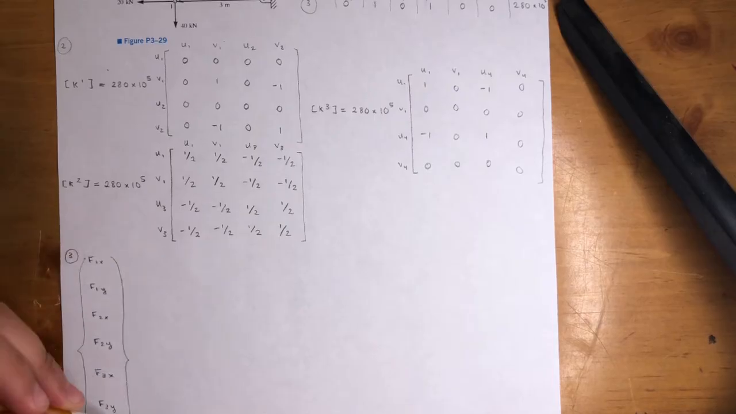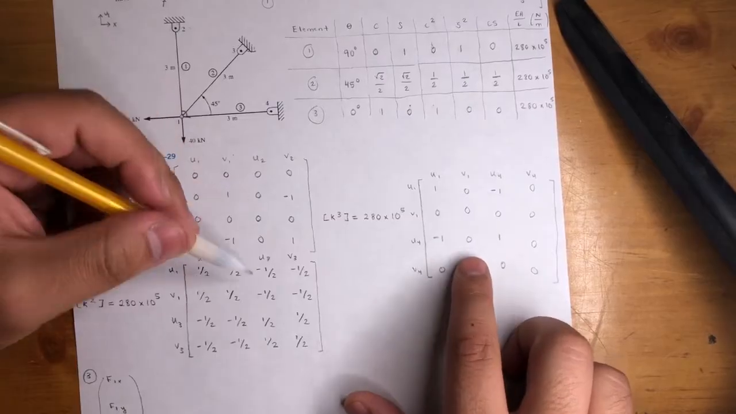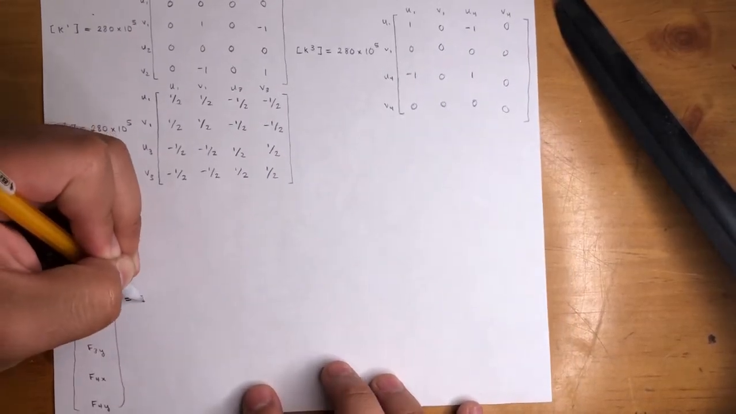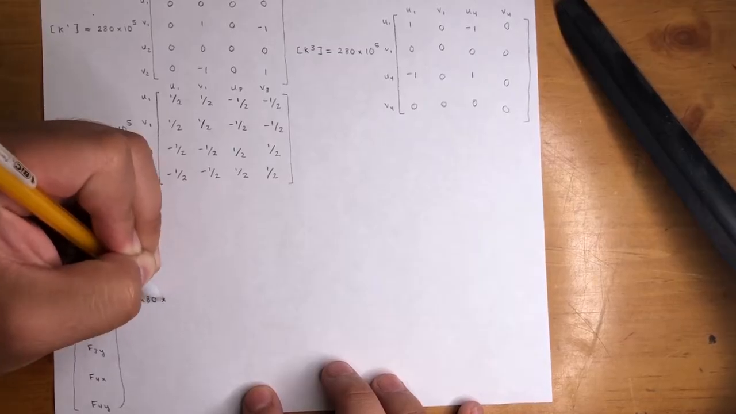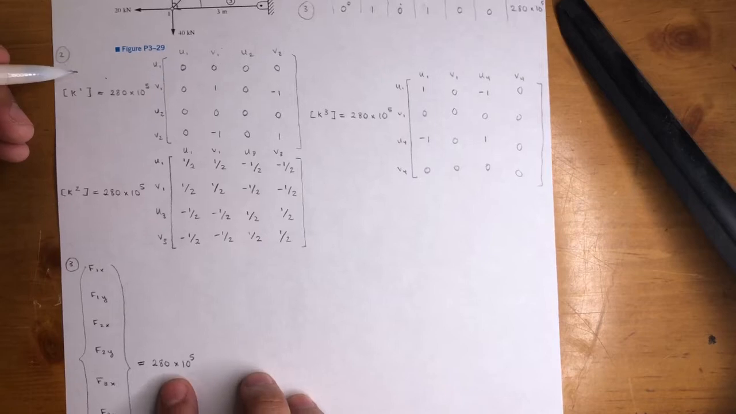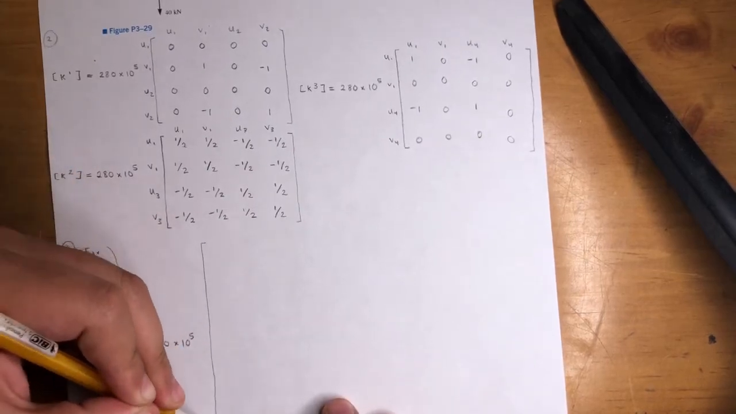Again, they share the same EA over L, which is why we could add these matrices. They have the same common factor, whatever this thing's called. It's not a denominator, but you know what I mean. They all share the same 280 times 10 to the 5th. Close this one up here.